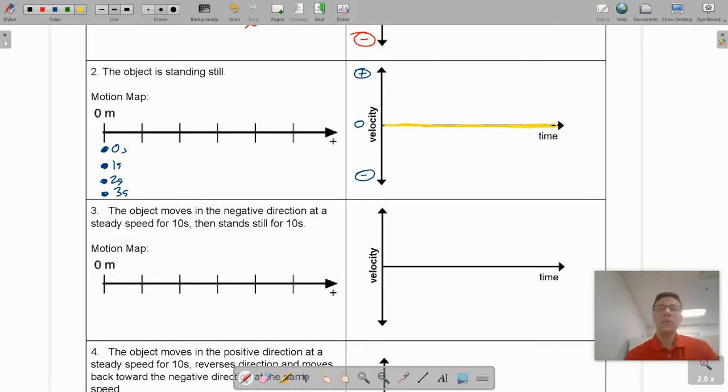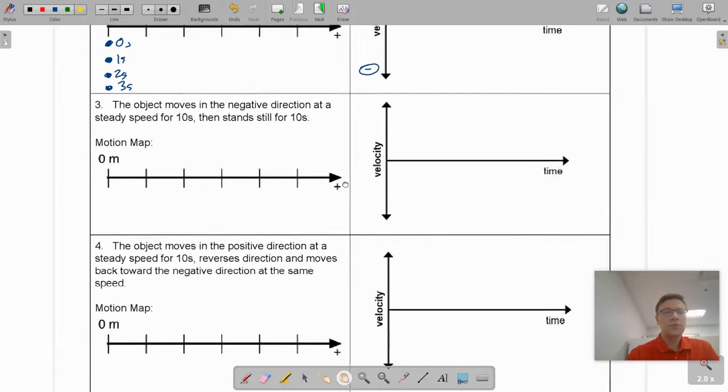Okay, so we just draw that right on 0. Object's not moving. Okay, so now let's move on to number 3.